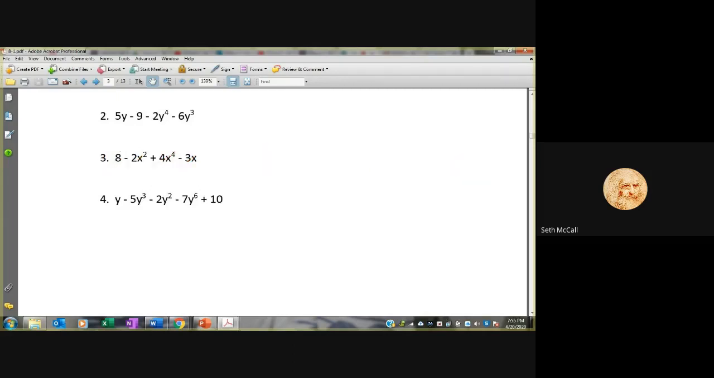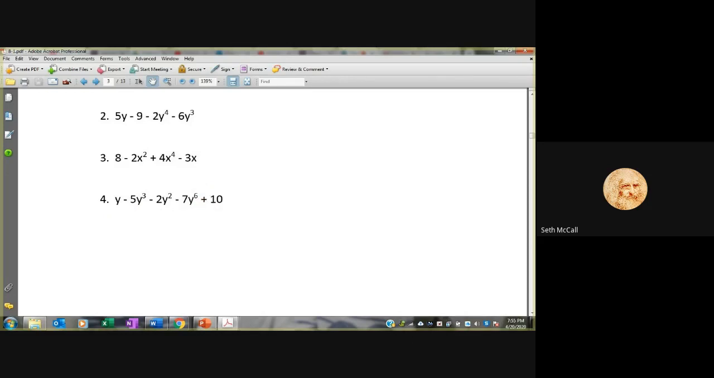All right, guys, last example problem for the lecture. Next one, we have 1, 2, 3, 4, 5 terms in this one, 5 different terms. So anything 4 or more is called a polynomial. The highest power is 6, so this would be called a sixth degree polynomial.